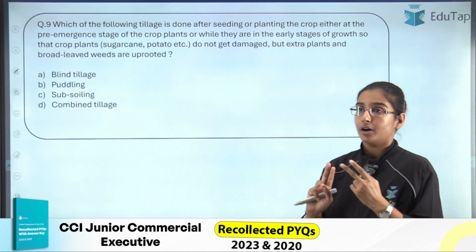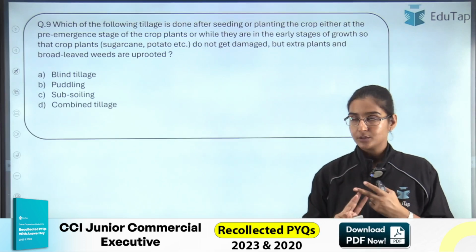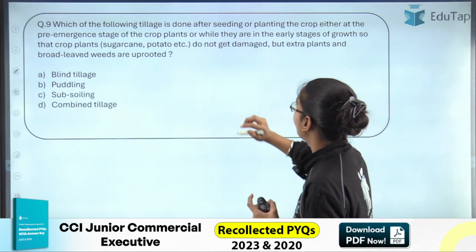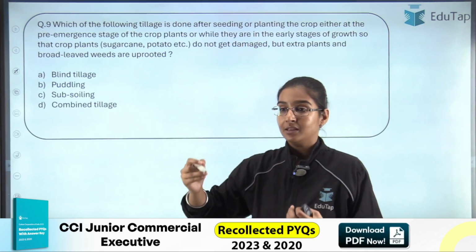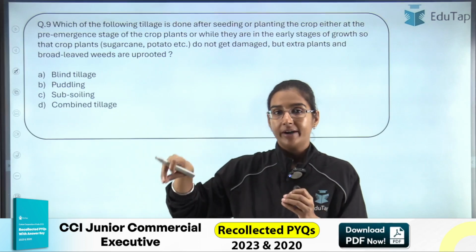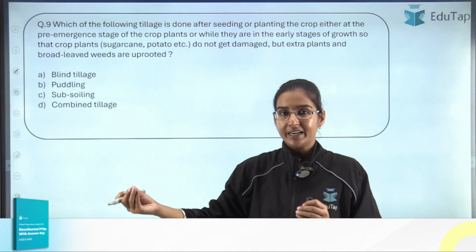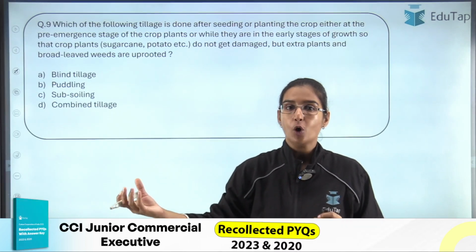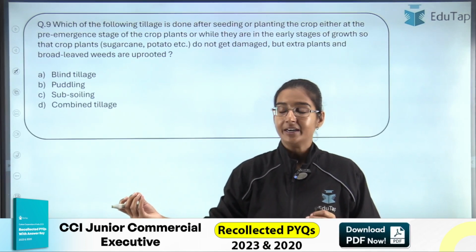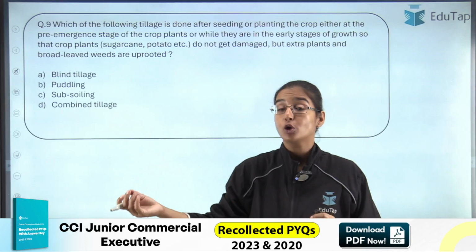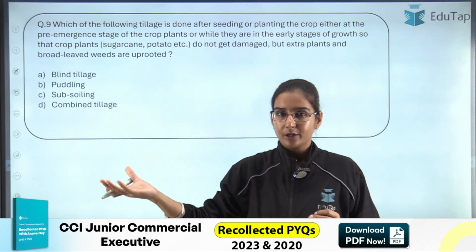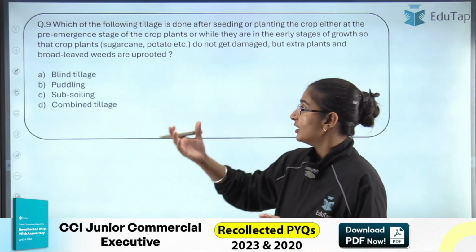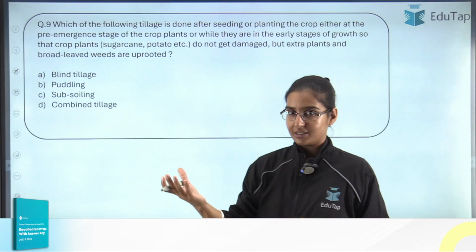So here there are three things which you have to keep in mind. First of all, we are doing this tillage operation when the plant has already been planted, right? So either it is at the early stage of its growth, or we have sown the seed but it has not started growing as of yet, right? So in that case we carry out this kind of tillage.